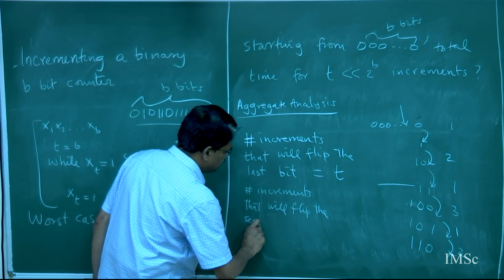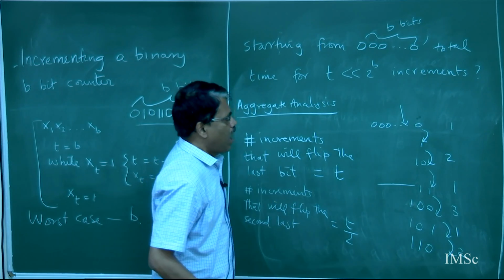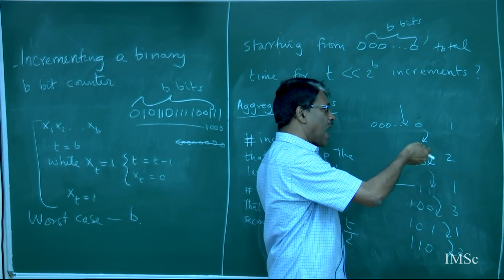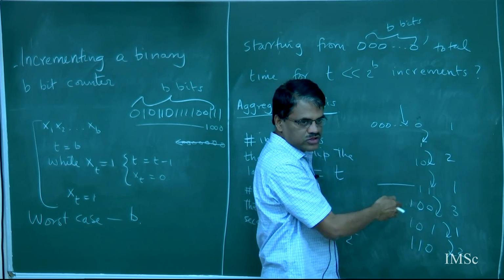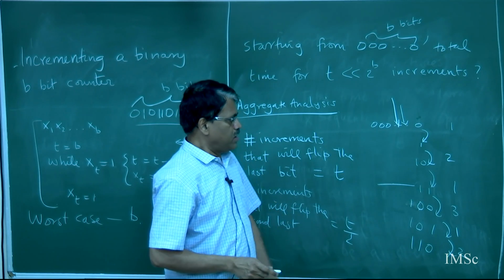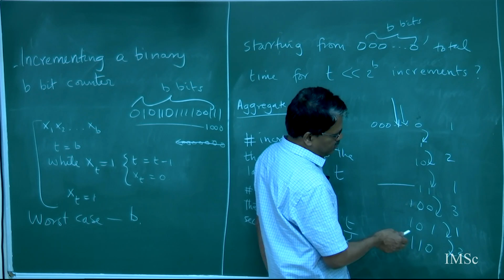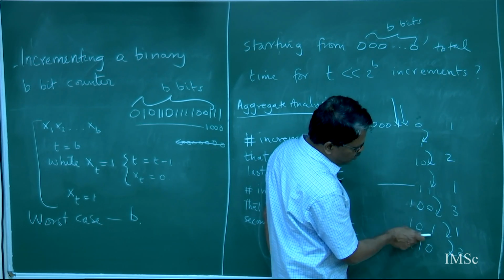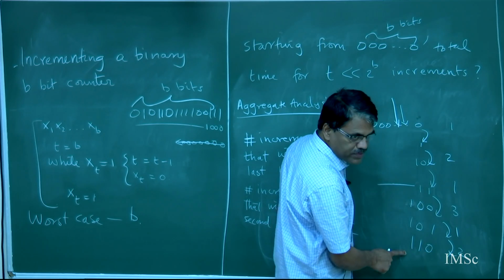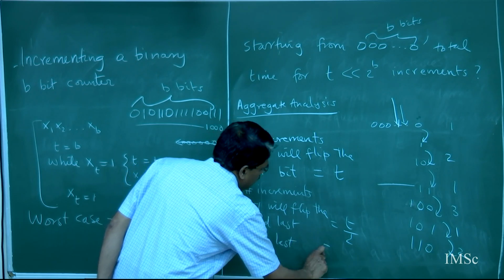The second last will be T by 2, right? Because half of them will just change the 0 to 1 and stop. So it is the other half which will come to this bit and change it also, T by 2. How many will flip this bit? You will see that it will be T by 4, right? Because it will be like 0, 0, 0, 1, 1, 0, 1, 1. Until that point, this bit will not be touched at all. After that, it will be flipped, right? So the third last bit will be T by 4.